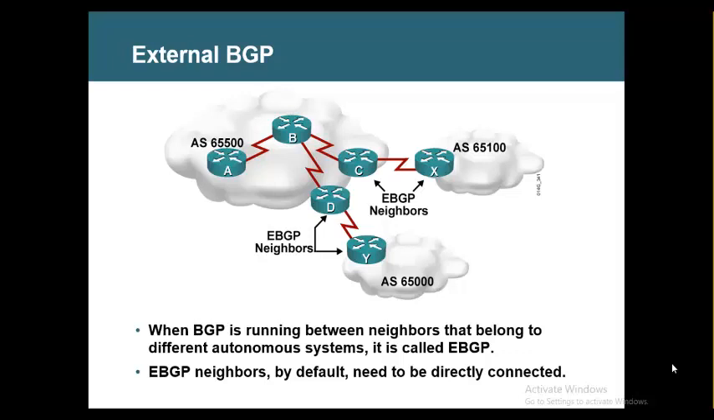Now, for eBGP, there is a basic default constraint. What is it? eBGP neighbors need to be directly connected. eBGP neighbors by default need to be directly connected.